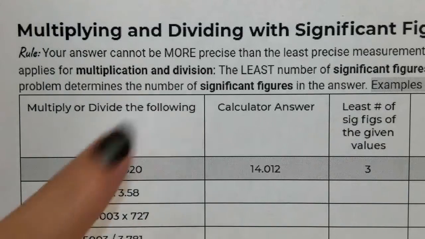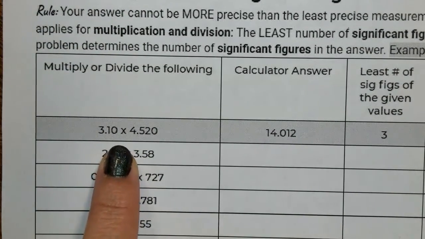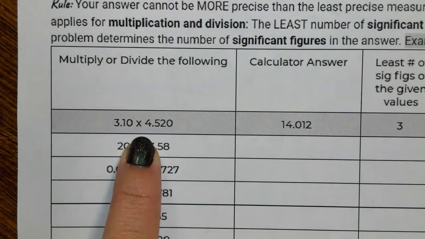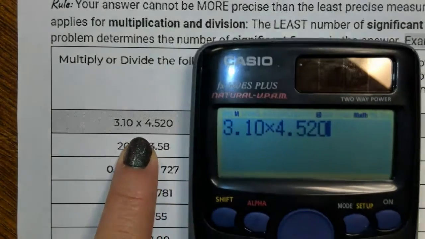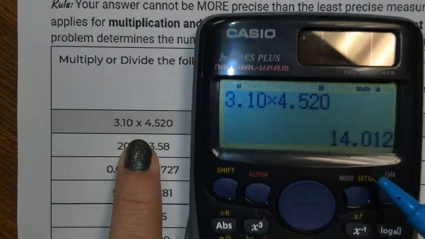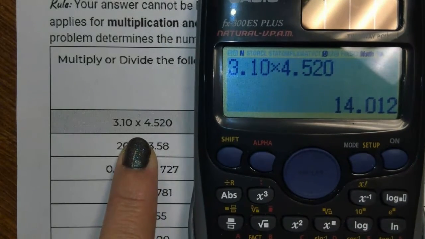This is multiplying and dividing with significant figures, and these are our sample problems. So here, when you type into your calculator 3.10 times 4.520 and you hit equals, you get this number down here in the corner, 14.012. And the question is, where do I round that off?